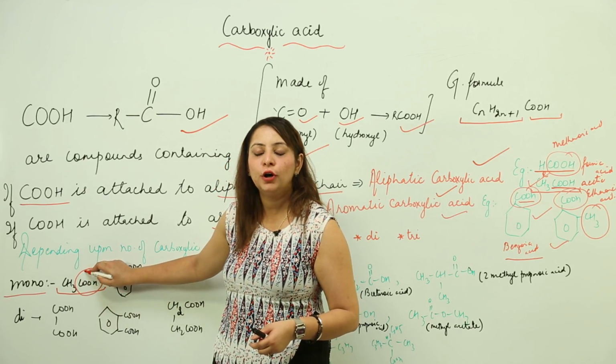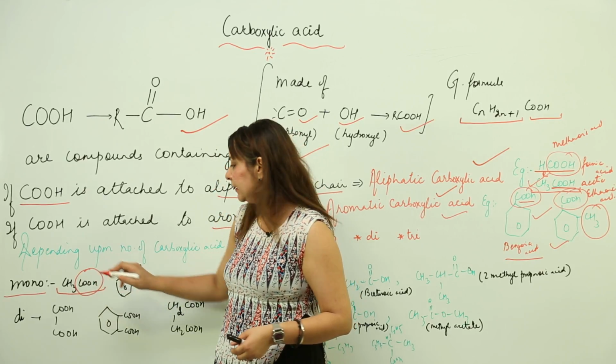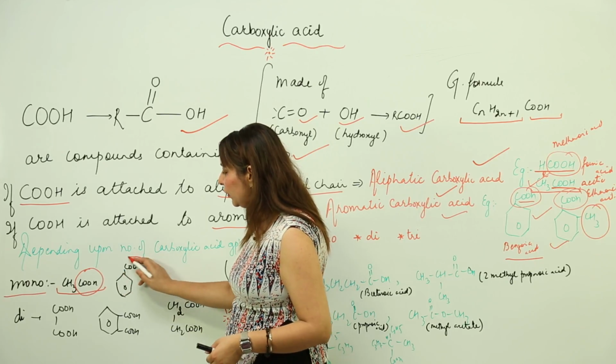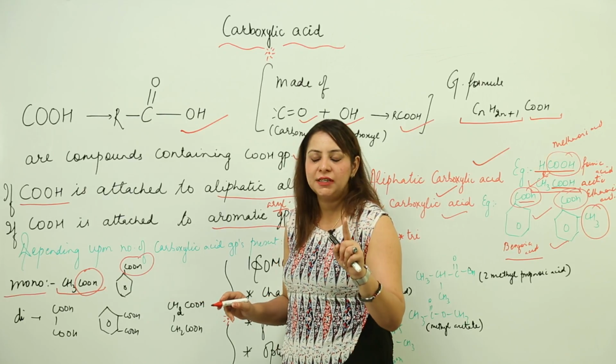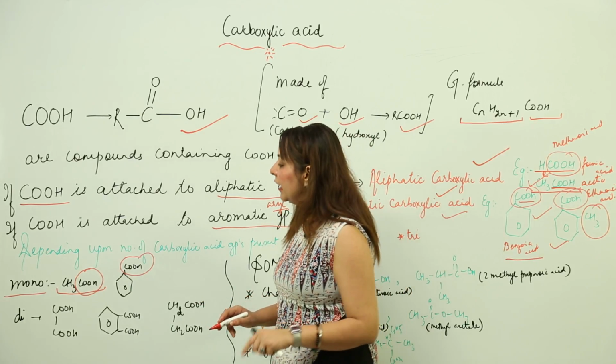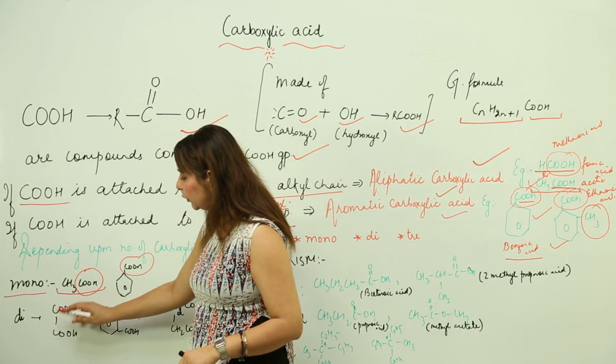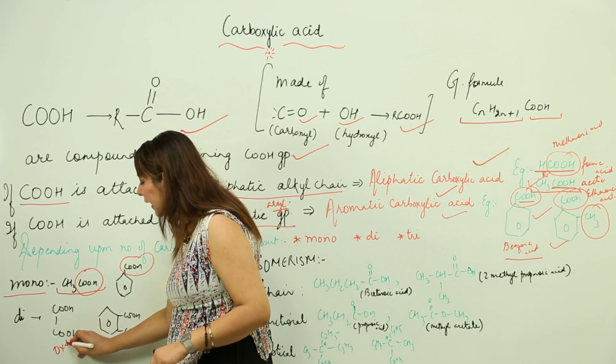So that means it is a member of monocarboxylic acid. Likewise in this benzoic acid, you have seen there is one carboxylic acid. So again it is a member of monocarboxylic acid. Likewise for 2, you know that the name of this compound is oxalic acid.